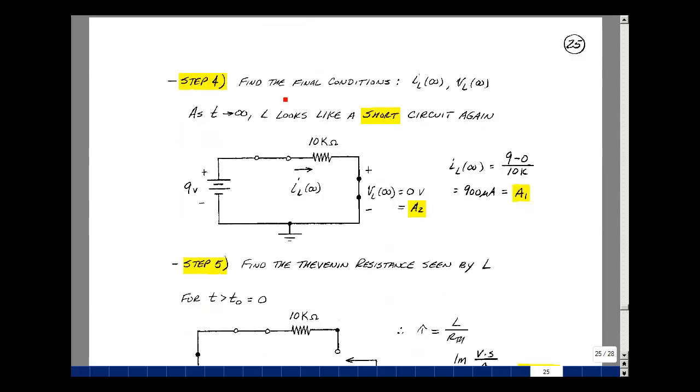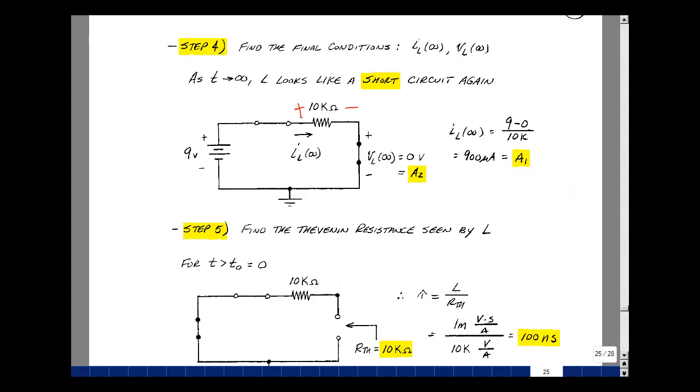Step 4 of the algorithm, we define final conditions. What is the value of I sub L and V sub L as t approaches infinity, or really 5 time constants? And this is after the switch has changed state. And now I have an inductance in a circuit for a long time. It begins to look like a short circuit. And because V is equal to L di dt, what's the voltage across here? Well, just equal to 0. That's going to be equal to A2 plus B2 times e to the minus infinity, so just A2. Current that flows in here is going to be this node voltage minus this node voltage, so 9 minus 0 over 10k, or 900 microamps. And that's going to be equal to A1 plus B1 times e to the minus infinity, just A1.